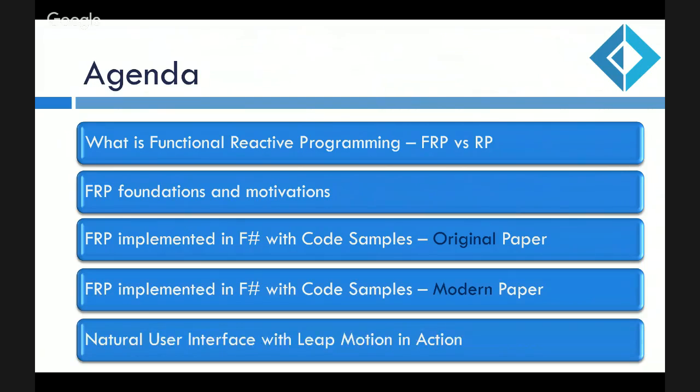So the agenda for today: I will cover what functional reactive programming is, spend a few minutes introducing some concepts, and hopefully resolve some confusion about reactive programming and FRP. I will discuss the motivation and foundation of FRP, and why it brought me to use FRP in my project. Then I will talk about how to implement FRP with several code samples in Visual Studio using the original and the modern paper. This terminology will become clear later when I jump into the specific context.